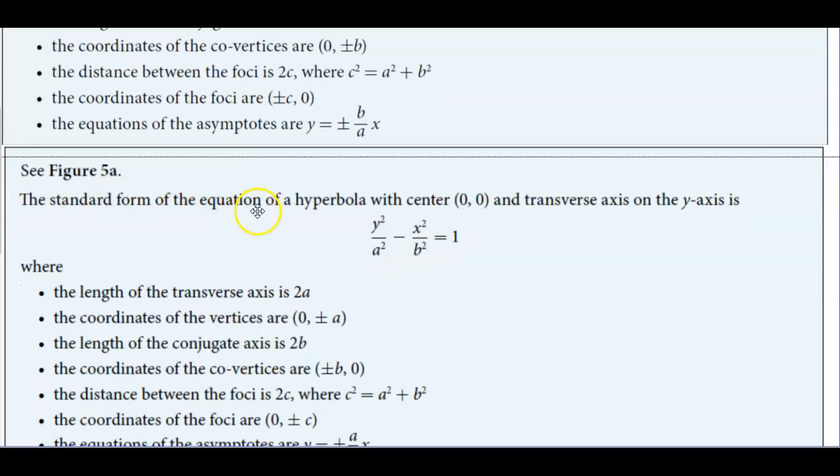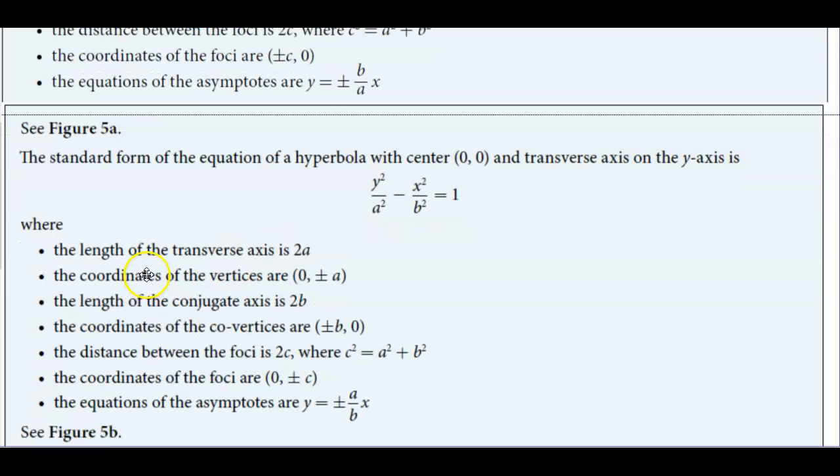Now for the standard form of the equation of a hyperbola with the transverse axis on the y-axis, you can see here that again we have y squared over a squared minus x squared over b squared is equal to 1. And what you've noticed now is the positive term is the y squared term. So that's how we determine that the transverse axis is on the y-axis. The length of the transverse axis is 2a. The coordinates of the vertices are 0, plus or minus a.